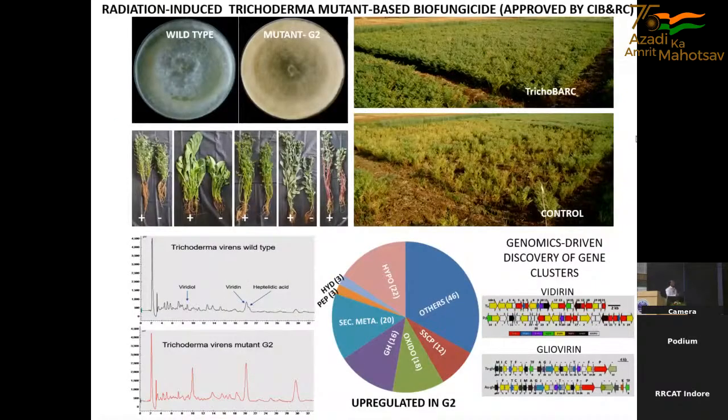And not only crop plants, we are using the fungus Trichoderma virens, which is a kind of antifungal fungus. We have used radiation to improve this fungus, and we have found that it is giving better efficacy in the field in controlling the disease. This is the Trichoderma treated field, and this is the non-treated one.